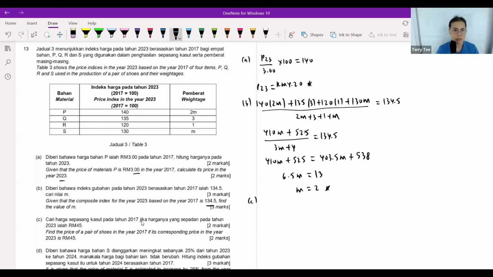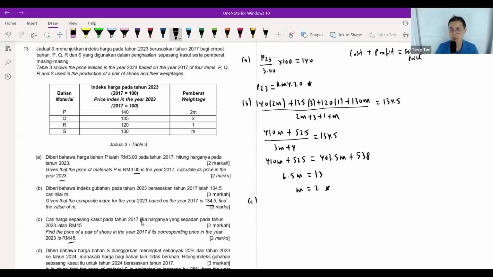Now, next, let's look at part C. Find the price of a pair of the shoes that in 2017, the corresponding price in 2023 is 45 ringgit. So here we are making an assumption that since these are the material that goes into the production of a shoe, if the cost goes up, then the selling price will also go up accordingly. So it's an assumption, but actually it may not necessarily be true because your cost plus your profit equals to the selling price, right?